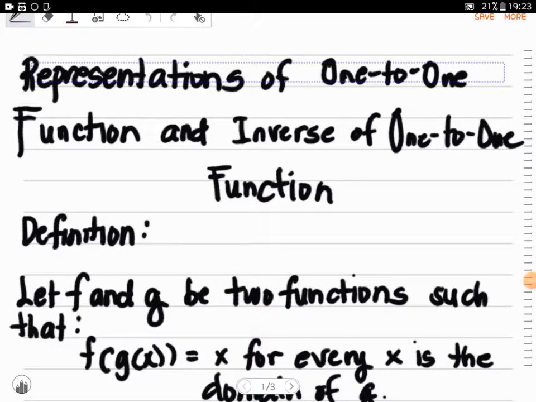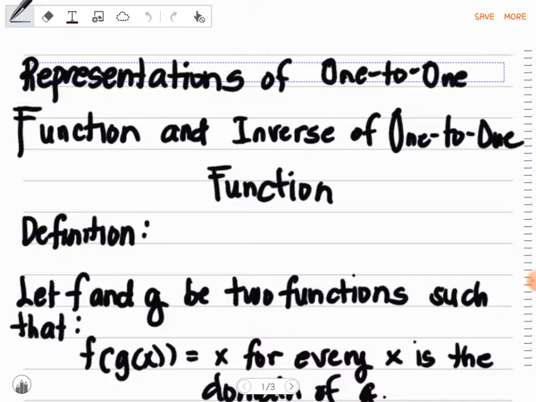Good day, everyone. Our topic for today is all about representations of one-to-one function and inverse of one-to-one function.